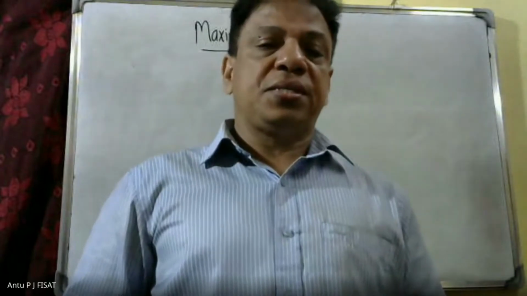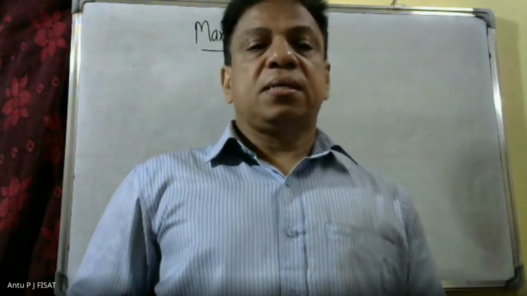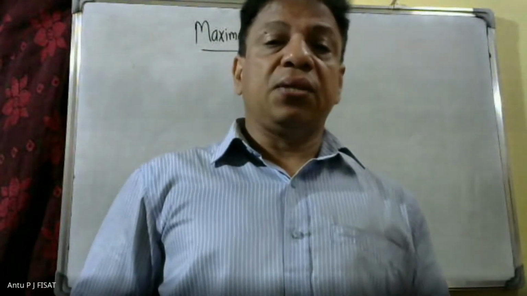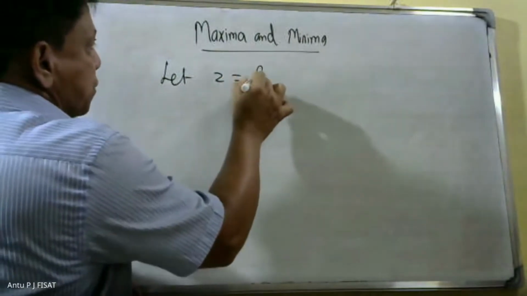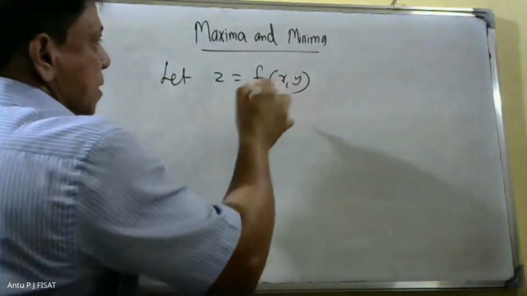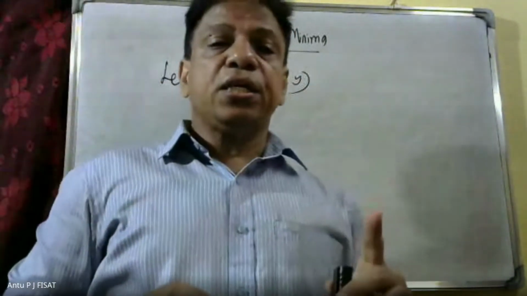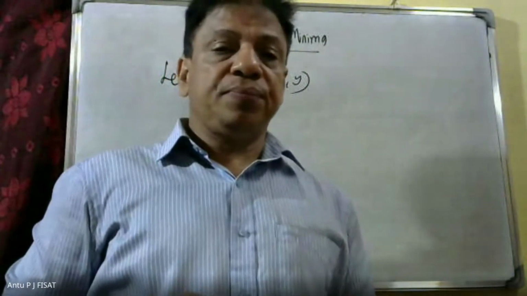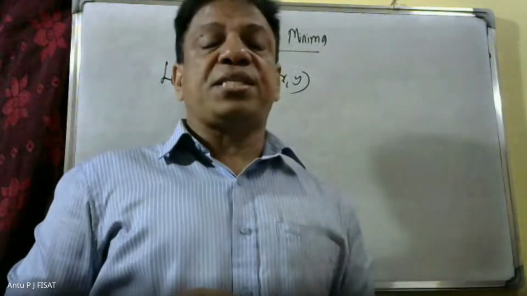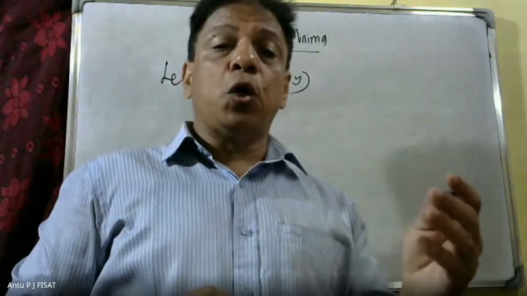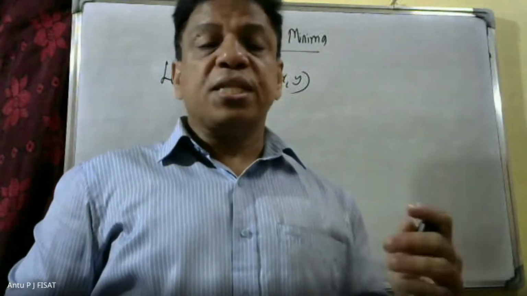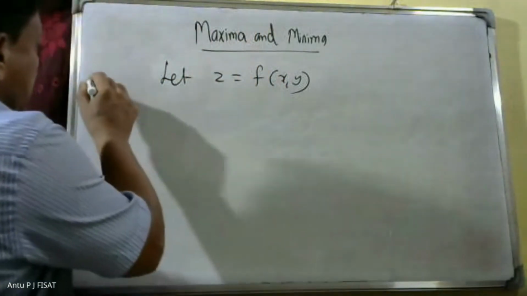Good morning, students. In the maxima and minima section, let z is equal to f of x, y. Here the function z contains two independent variables. Here you have to locate the extrema of the function, maxima, minima, or saddle points. For that, we have a working rule.